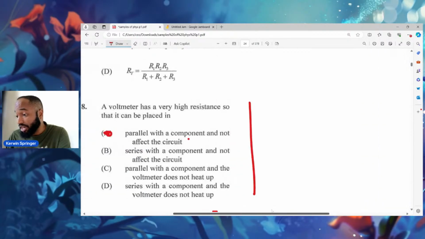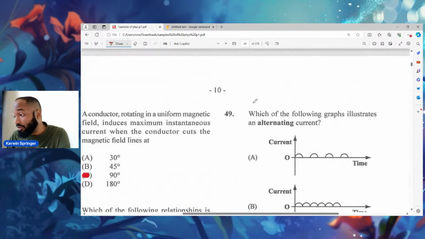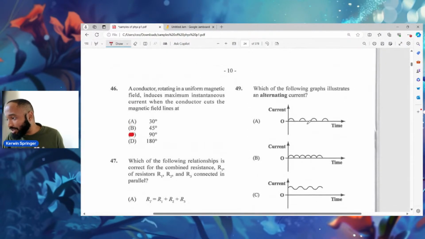Whoever made that question doesn't really understand what's going on. Series with a component and not affecting the circuit, parallel with a component. They didn't really understand what's going on. They don't know what voltage is about. The person who made up that question, but it is the answer they were going to pick.